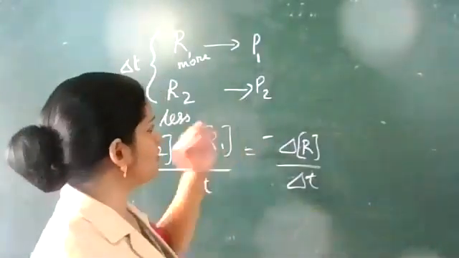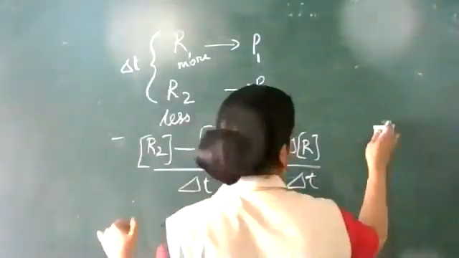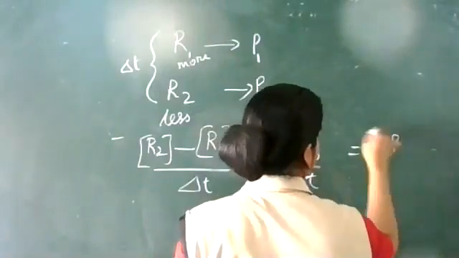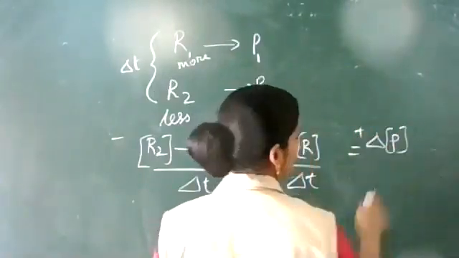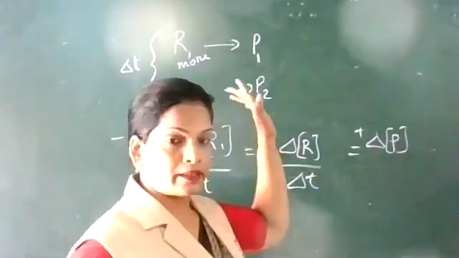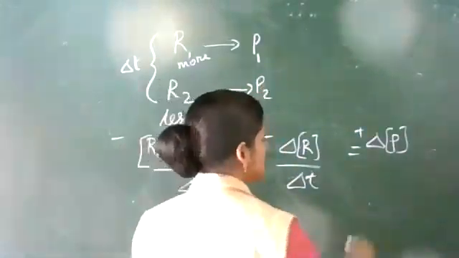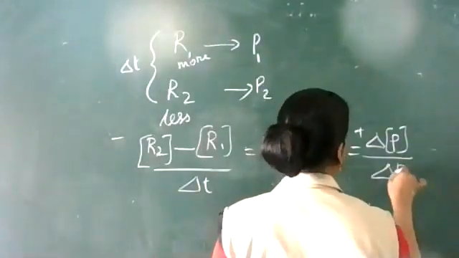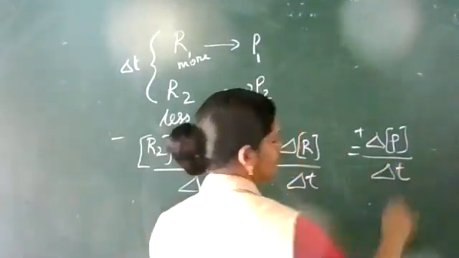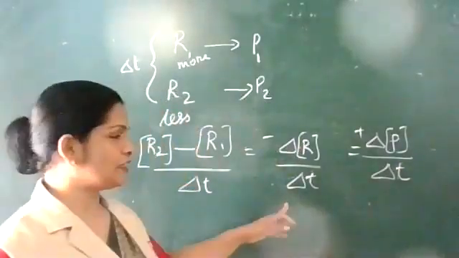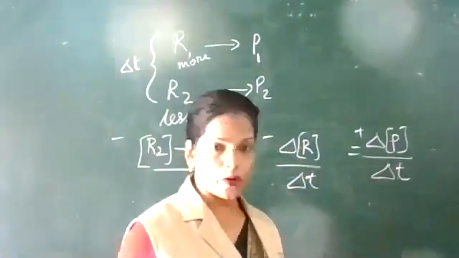What about in the case of products? That is delta P, positive delta P. Anyway, P2 is greater than P1, so P2 minus P1 is always a positive quantity. So delta P upon delta T. So the speed can be expressed either in terms of reactants or in terms of products.